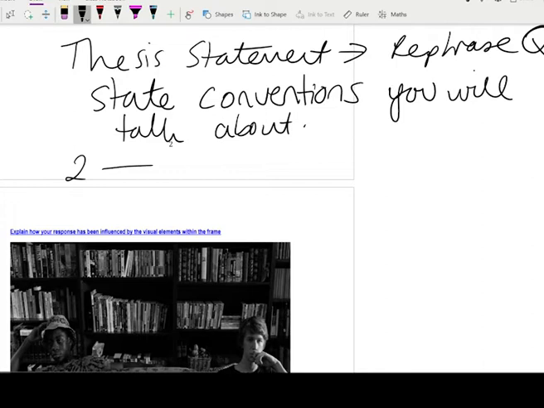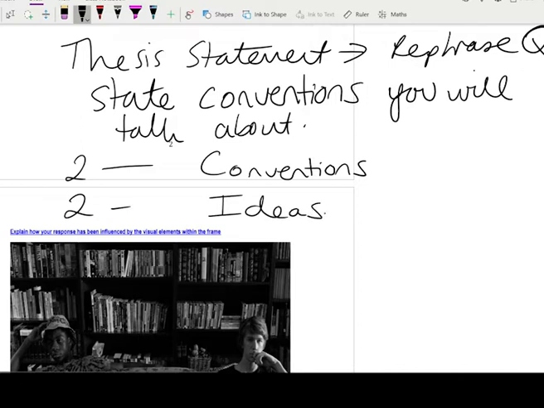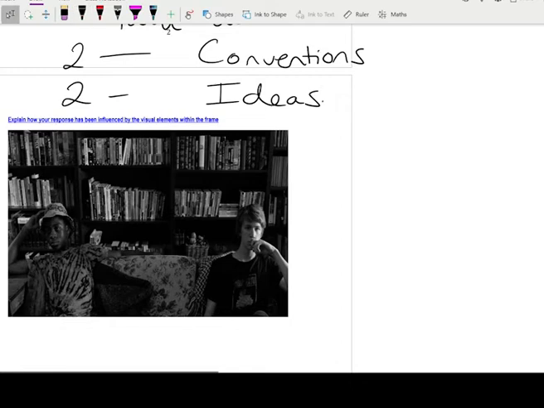And usually the 2 paragraphs will either be 2 different convention types, or it might be on 2 different ideas. And you'll understand that more as I go through these examples.